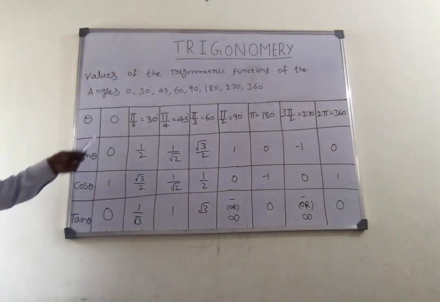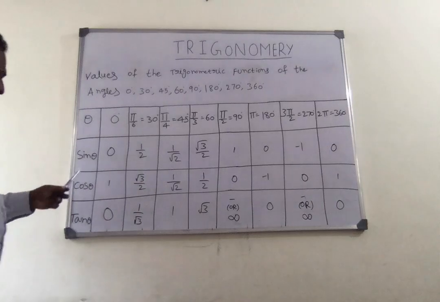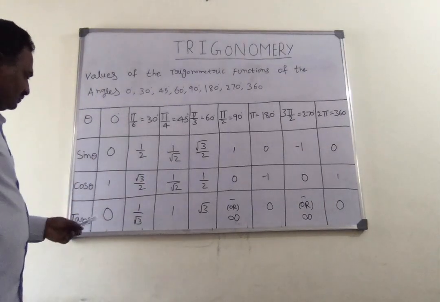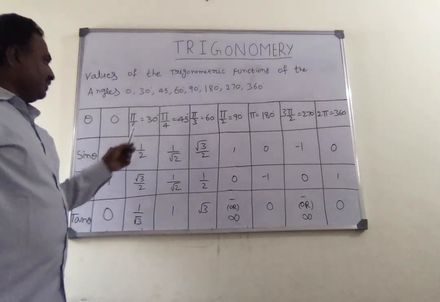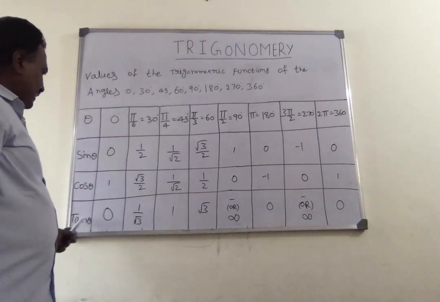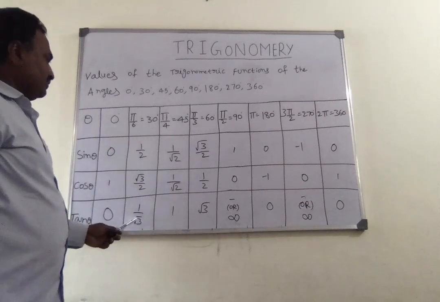Here sin 0 degree equal to 0, cos 0 degree equal to 1, tan 0 degree equal to 0. Sin 30 degrees equal to 1 by 2, cos 30 degrees equal to root 3 by 2, tan 30 degrees equal to 1 by root 3.